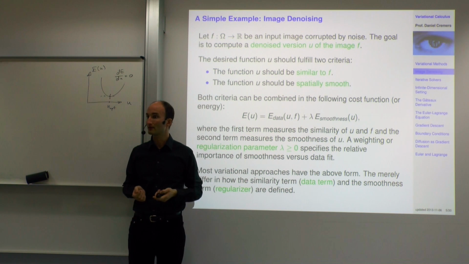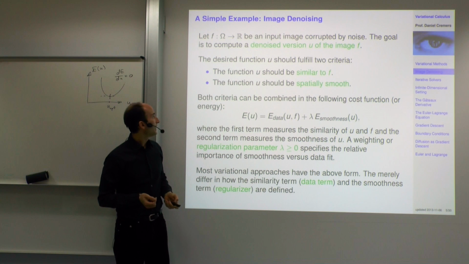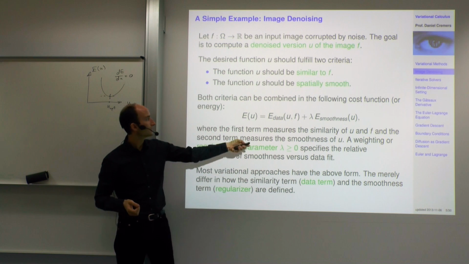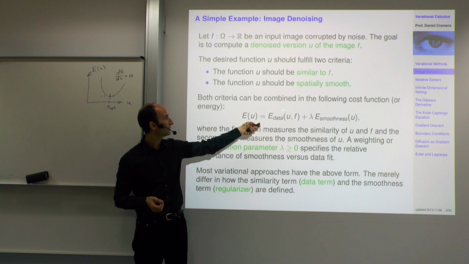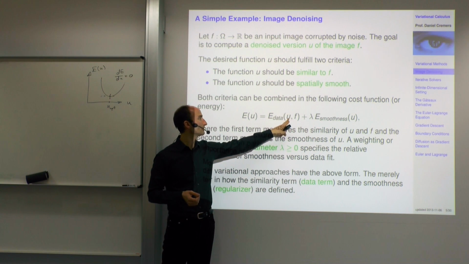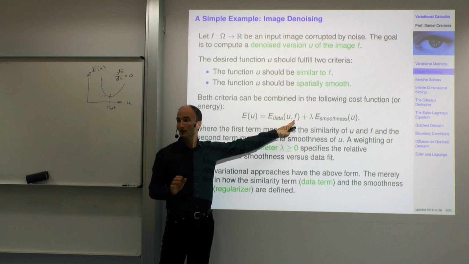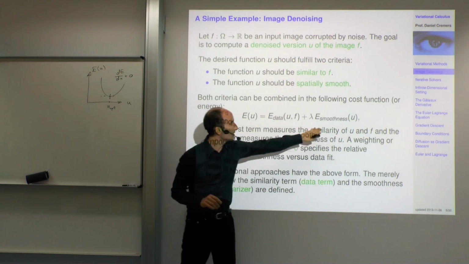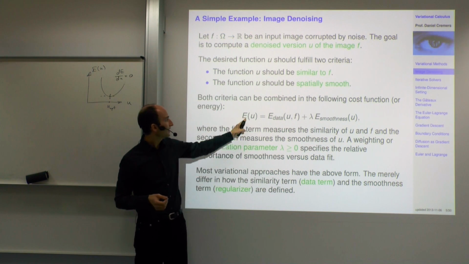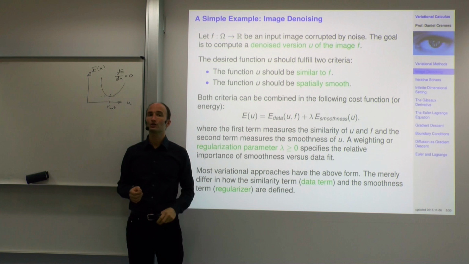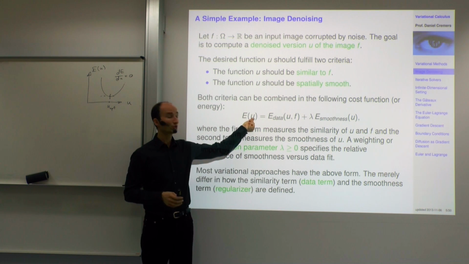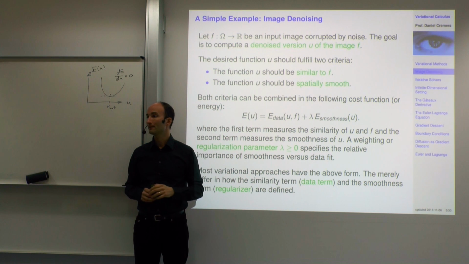That is what we expect from the solution. And then we can combine these criteria in a cost function, which essentially has, in this case, two terms, a data term and a smoothness term. The data term measures how similar any given function u is to f, and the smoothness term says how smooth a given function is. The idea is you can define such a cost function that measures how well a given function u fulfills my criteria.